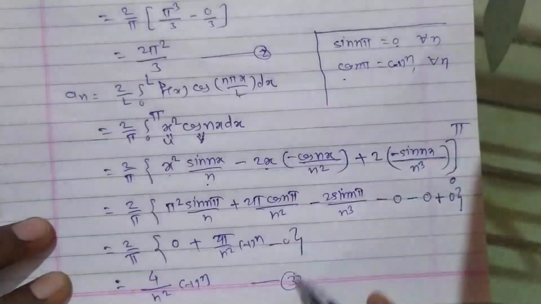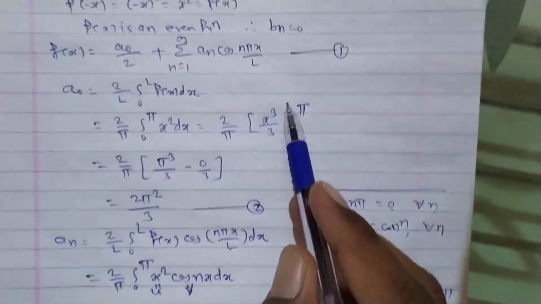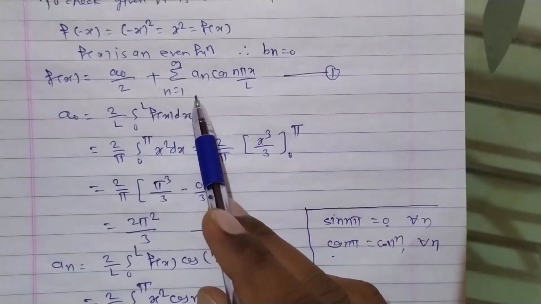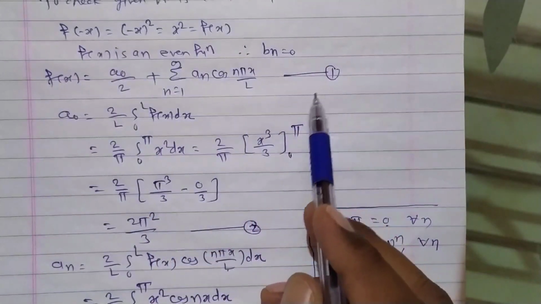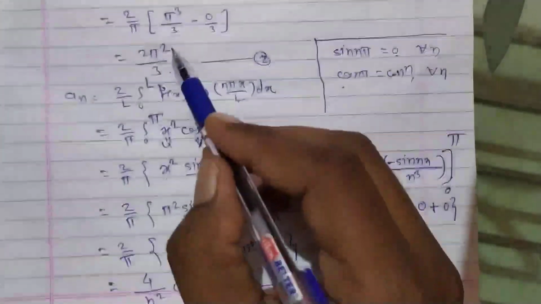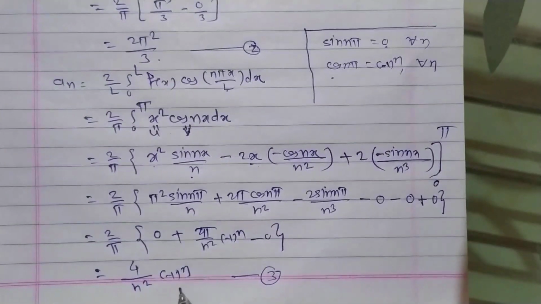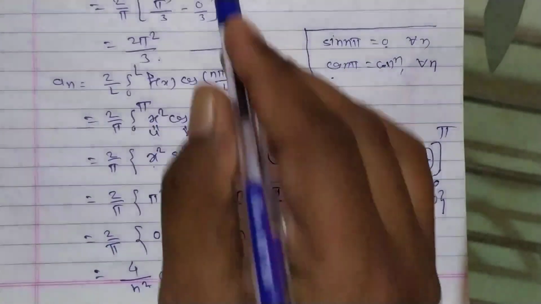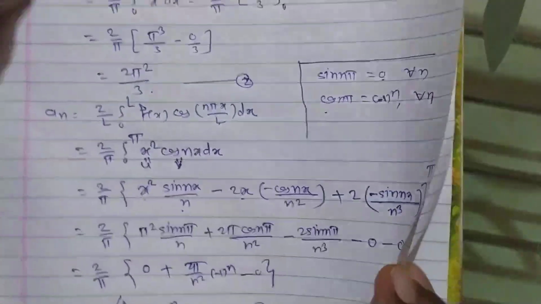Now we have to put 2 and 3 in equation 1. Equation 1 is the Fourier series of f of x, that is a0 by 2 plus summation of an cos n pi x by l. The value of a0 is 2 pi square by 3, and the value of an is 4 by n square into minus 1 raised to n. So we have to put this a0 and an in equation 1. Then what is f of x? F of x is x square.